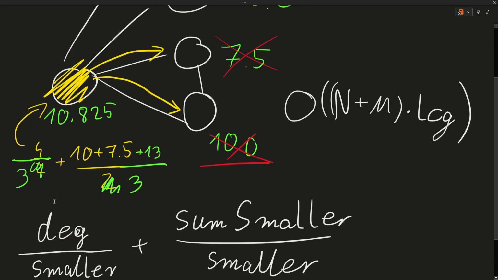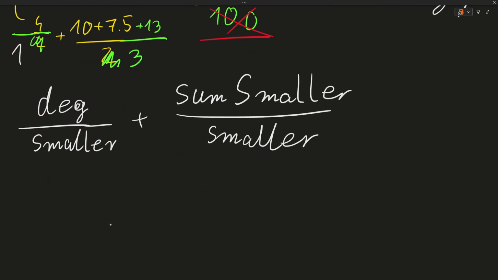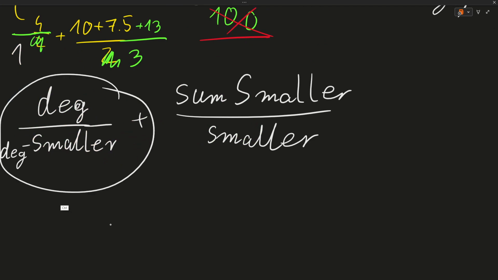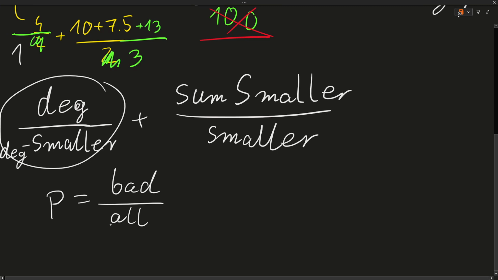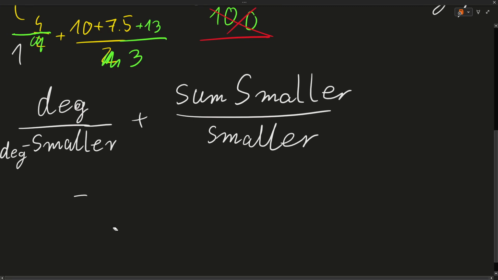And oops, this shouldn't be 3, it should be 1. I think that this is degree minus smaller, because this is actually how many are bigger, how many you don't accept. This formula was the inverse of P. P is bad neighbors divided by all. Then the inverse of that is all divided by bad. Yeah, so it will be like this.